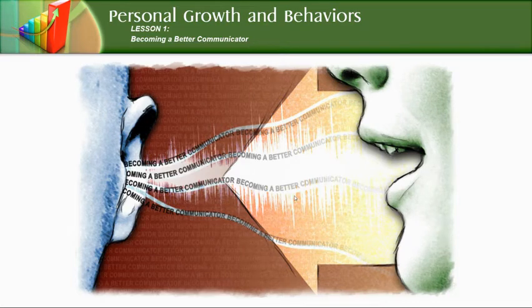Now we're starting in our lesson 2 series in personal growth and behaviors. And you can see up there, it's becoming a better communicator, which is something that we all need to learn how to do. It's a skill that if you're a great communicator, it's going to take you very far in the business world or anything that you do, to include relationships with your mom, dad, boyfriend, girlfriend, brother, or sister.